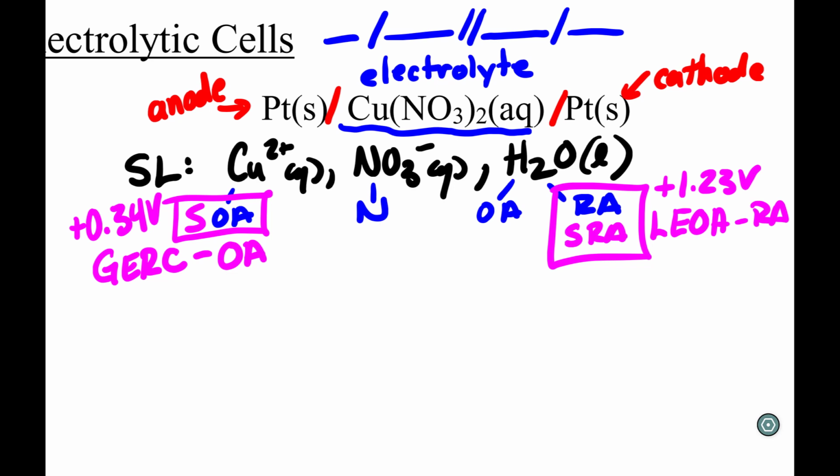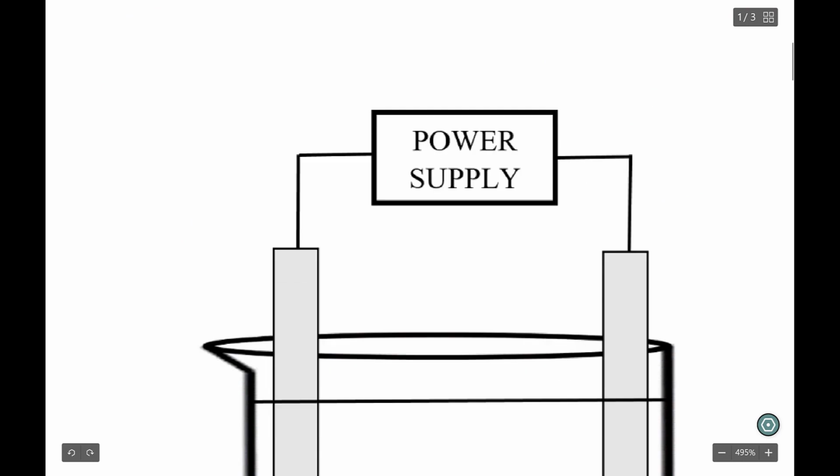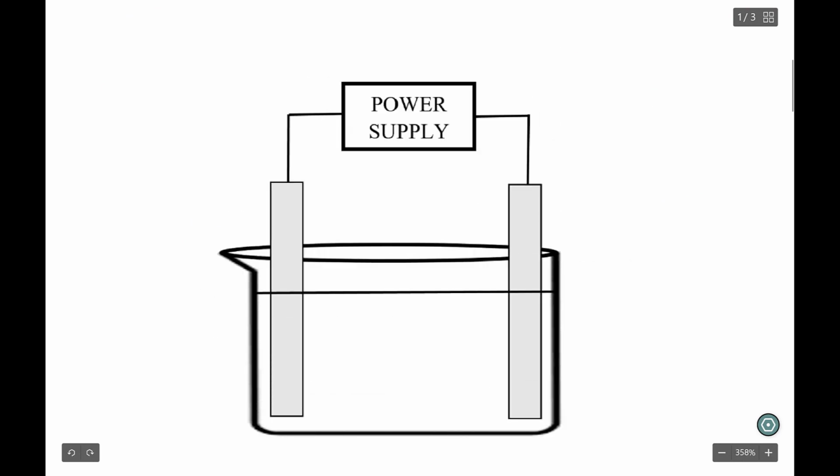So I'm going to focus on the diagram now and talk about how I'm going to set this up. The big difference you'll notice is there's no voltmeter here. I have to have power of some kind. So there's no voltmeter, no light bulb, no multimeter in the middle of the wire. We have to have power.